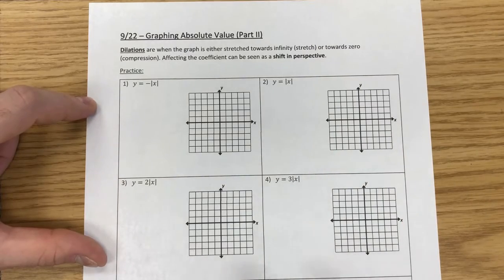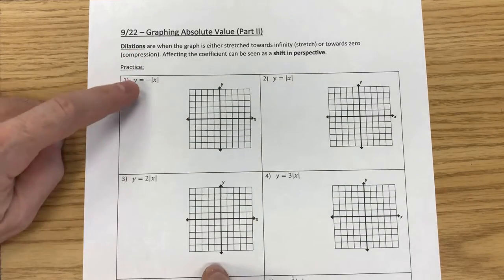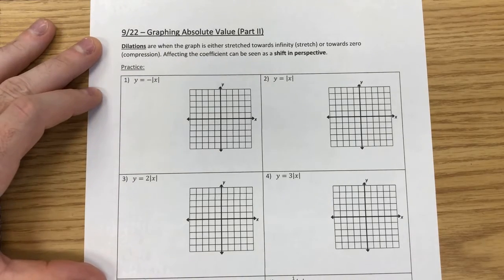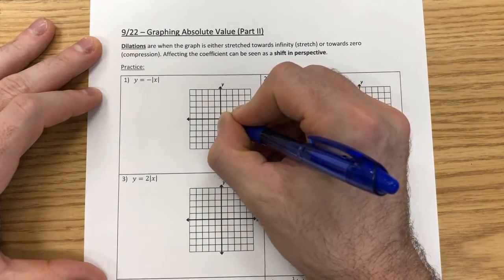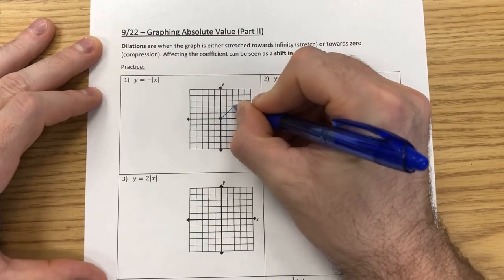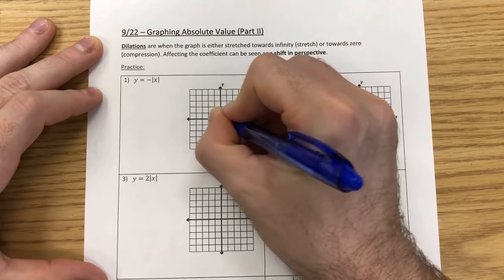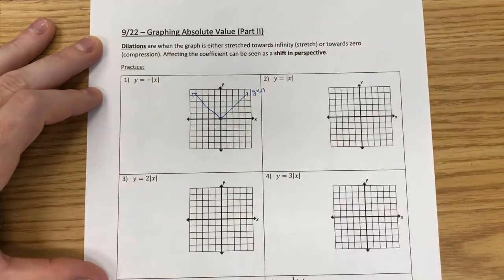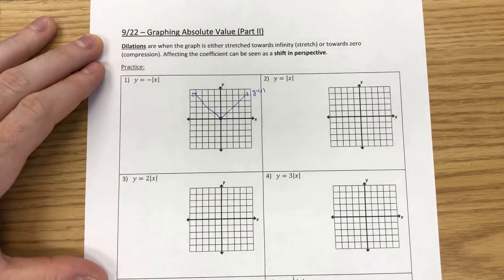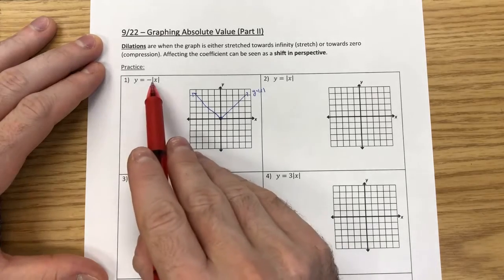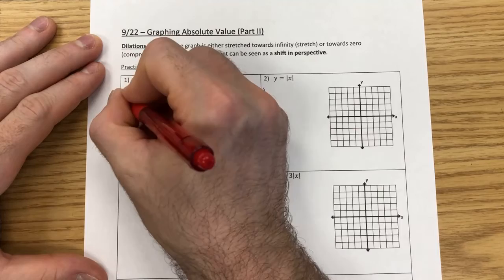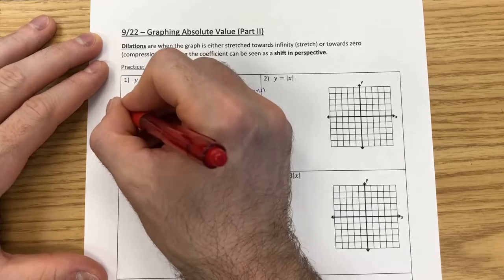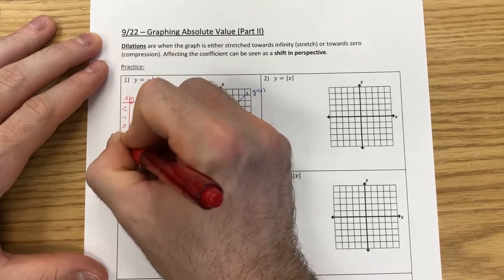So let's take a look at our first dilation. Our first dilation is a very simple dilation. We have a negative sign out front. And if we remember, yesterday we said our parent graph always had a perfect diagonal right through the origin. And there's my y equals the absolute value of x. What we're going to do is see what happens when we have a dilation of a negative number. Well, let's make a table of values for some numbers that we used yesterday: -2, -1, 0, 1, and 2.